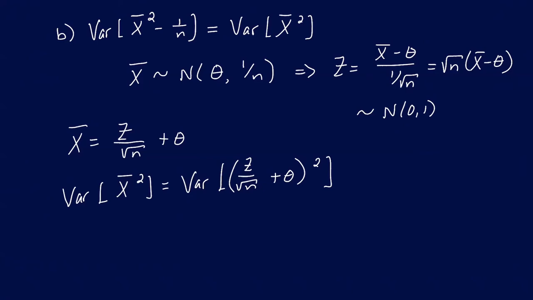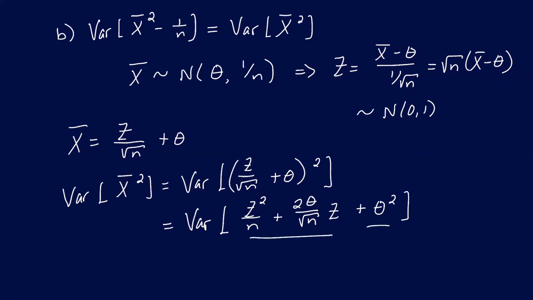What I'm going to do is square it out, because I'd rather square something than take it to the fourth power. So squaring this expression out, I get the variance of z squared over n plus 2 theta over the square root of n times z plus theta squared. And now I do have something random plus a constant, and the constant will not affect the variance. So this is the same thing as the variance of just the first 2 terms.